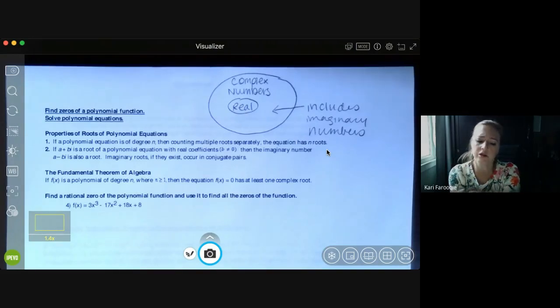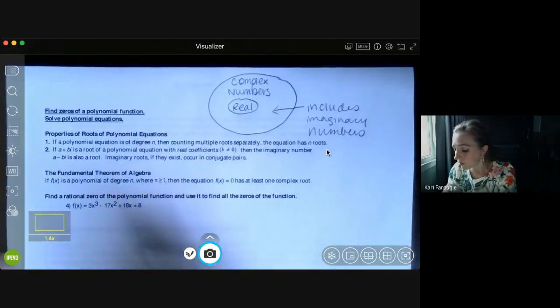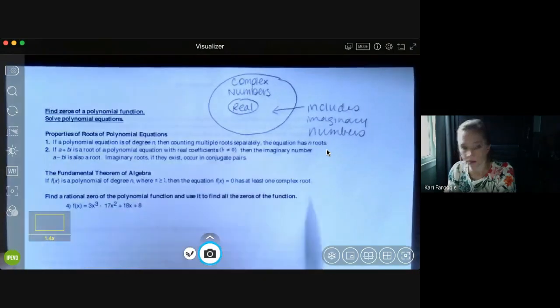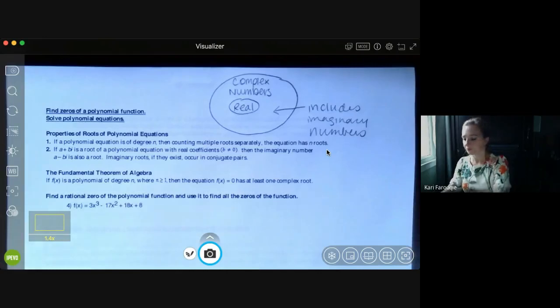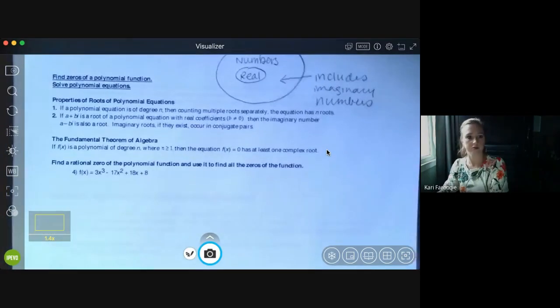I think that we get confused about that because when you're introduced to imaginary numbers in your algebra class, it's always called complex numbers. And that's the first time you see it. So you think, oh, imaginary means complex. Not the case. Complex numbers include real numbers and imaginary numbers. So that just means that as long as you have a polynomial of degree n where n is greater than or equal to 1, then you have to have at least one complex root. So use that as you will.